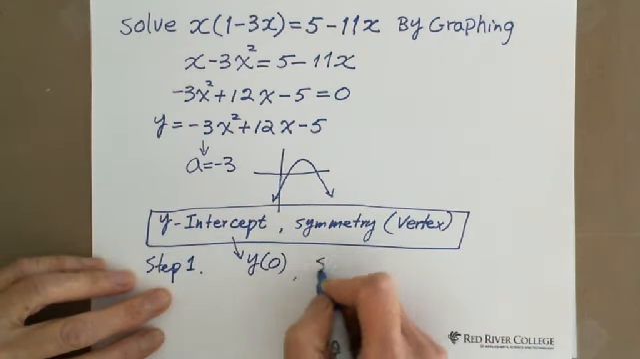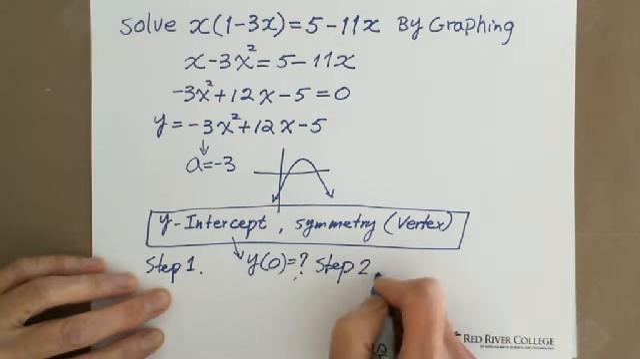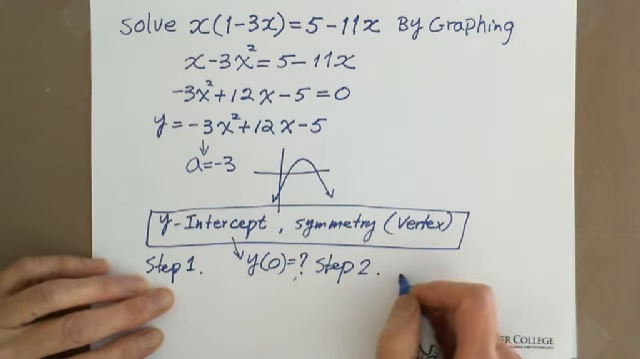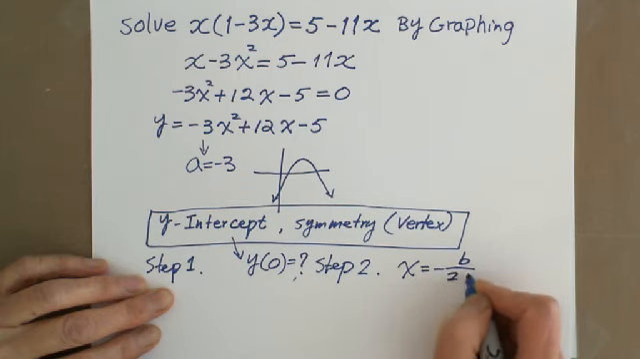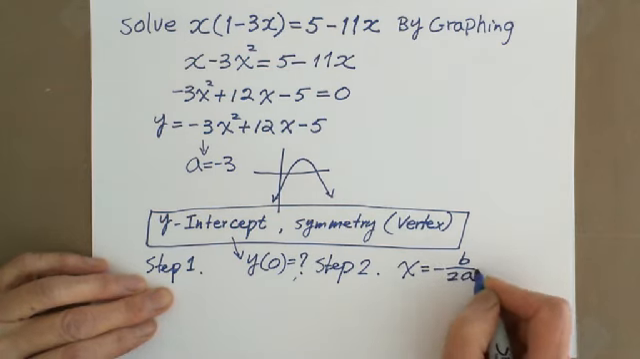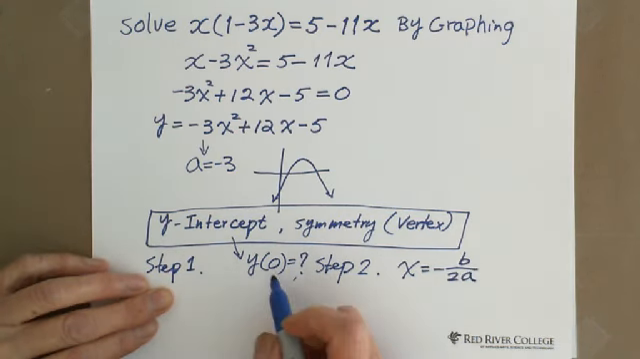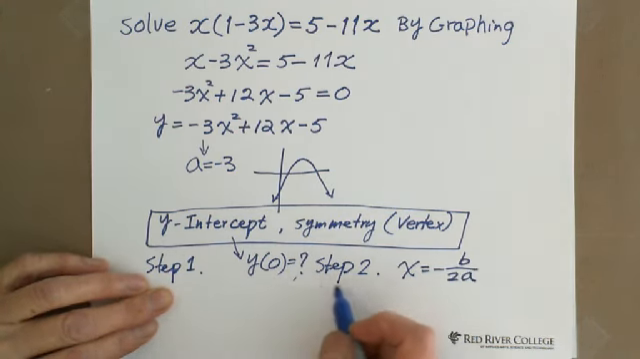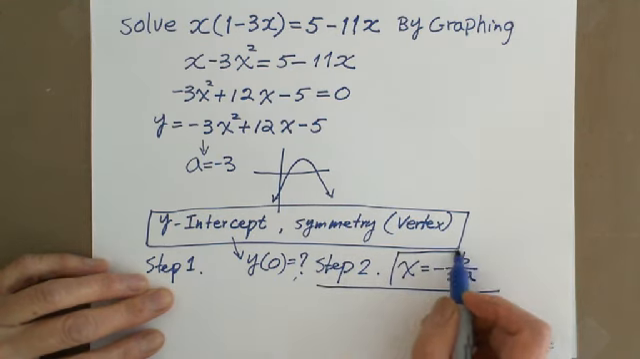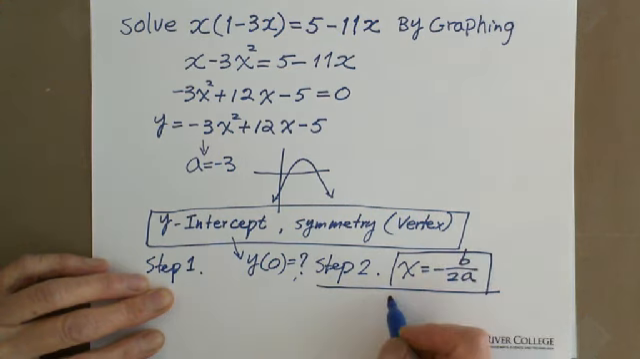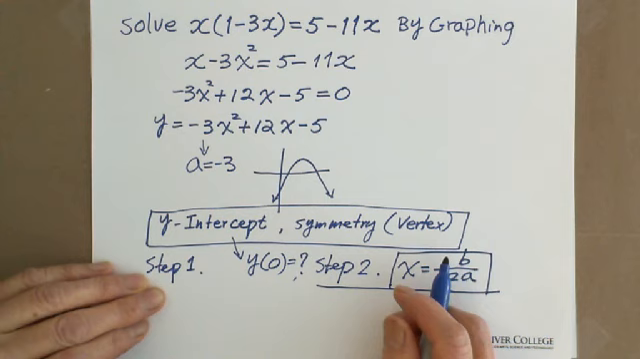And step 2, we need to find the symmetry. The symmetry formula is x equals negative b over 2a. Mostly we understand the y-intercept means x value equals 0. For the symmetry, using this formula, you have to memorize it: x equals negative b over 2a.